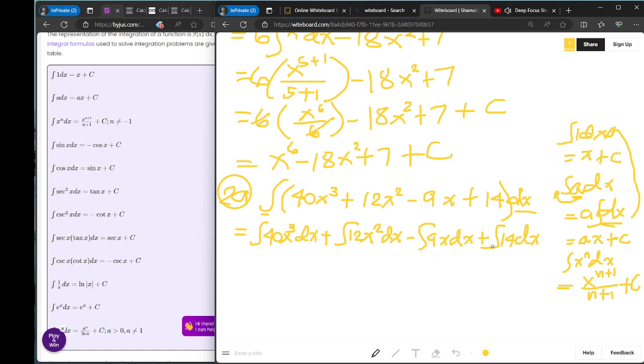So again, the second rule is to move the constant values outside the integral sign. So this will become 40 times the integral of x cubed dx plus 12 times the integral of x squared dx minus 9 times the integral of x dx plus 14 times the integral of dx.